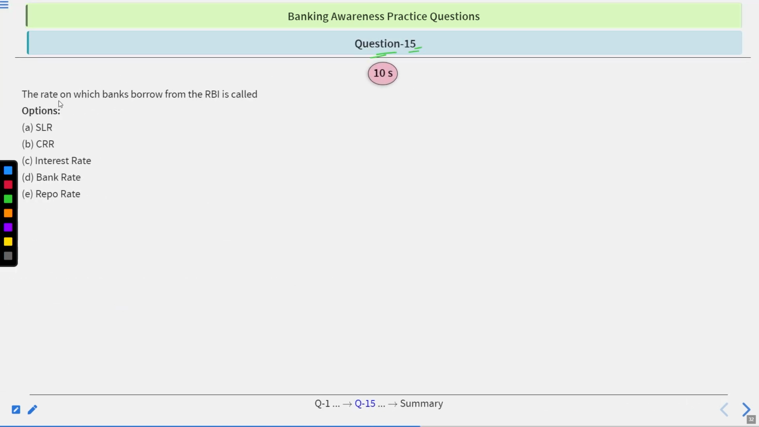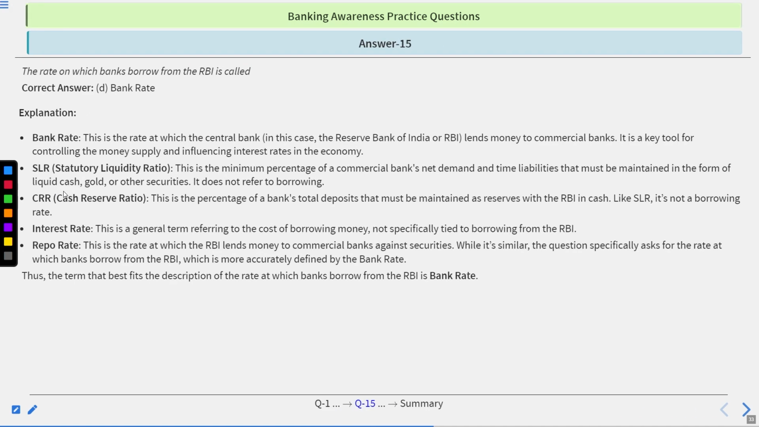Question number 15. The rate at which a bank borrows from the Reserve Bank of India is called: SLR, CRR, interest rate, bank rate, repo rate. To answer this, you will have 10 seconds. Time starts now. Okay, the time's up. Correct answer of this is the bank rate.